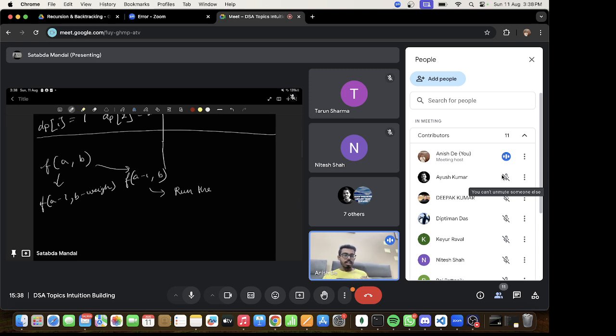In top down, you don't need to take care of all this. You can simply start the recursion, it will take care of itself by the recurrence relation. When you start with a, b, it will automatically call a minus 1, b minus weight, and it will automatically call a minus 1, b.